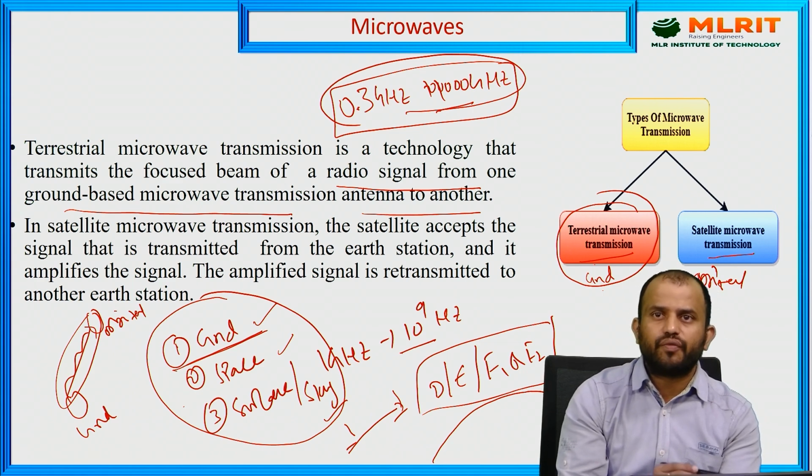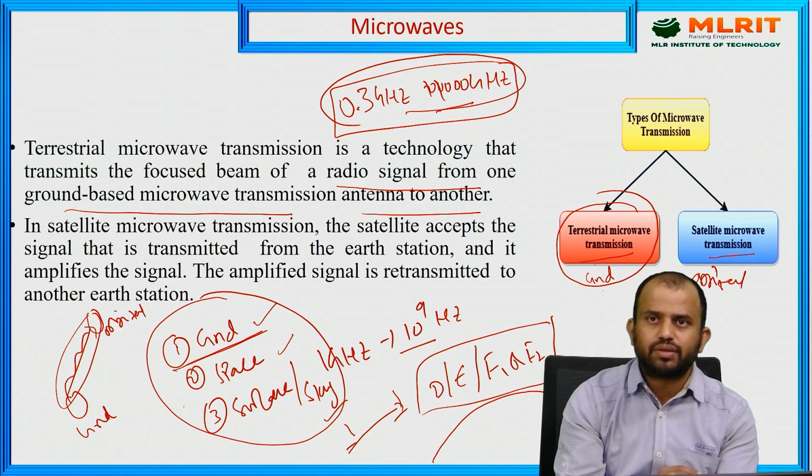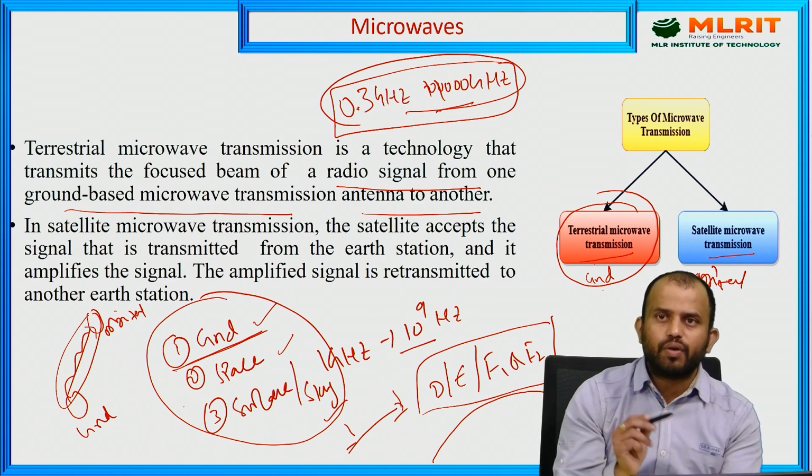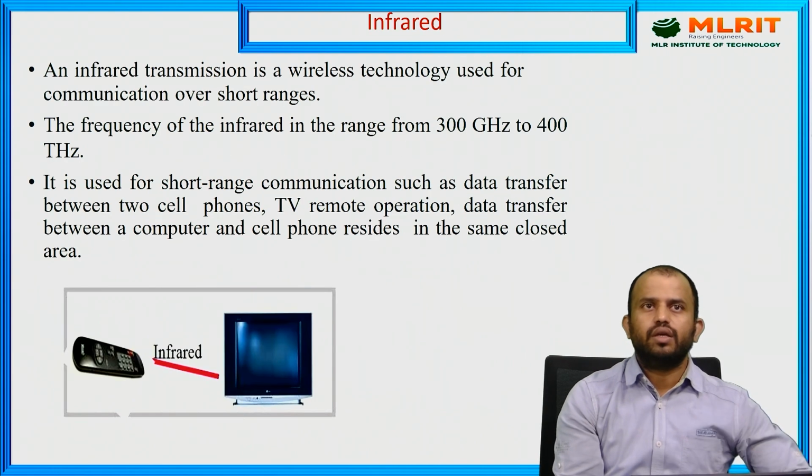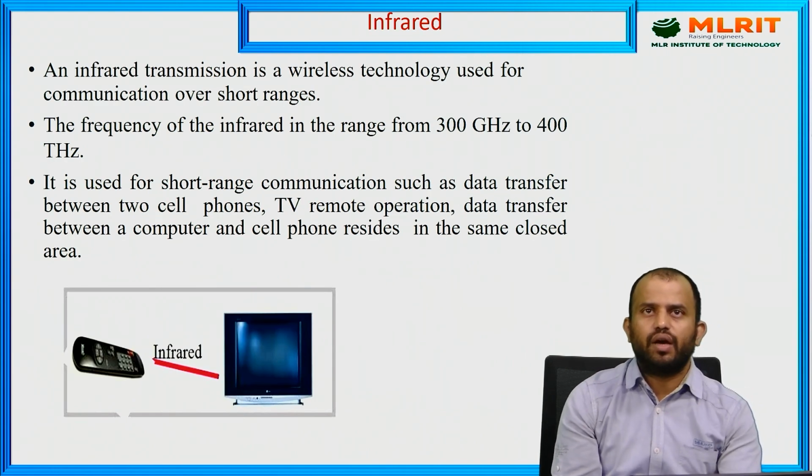Based upon the information requirement, it should be either at the ground wave propagation level, or at the orbital level, or at the sky wave propagation level. We choose the requirement accordingly. And the third one we call infrared rays.